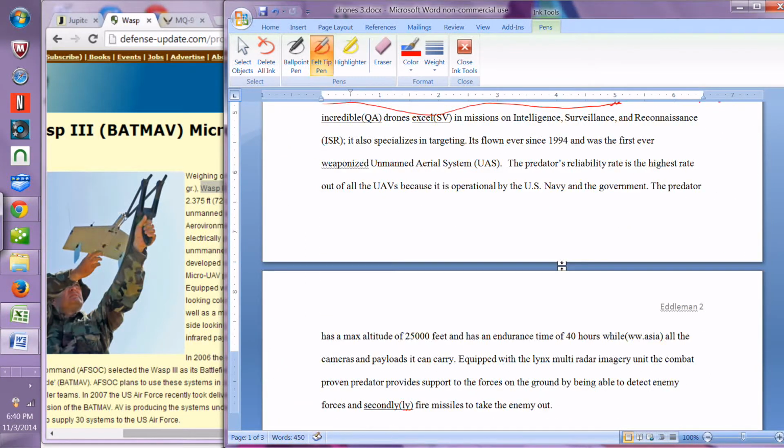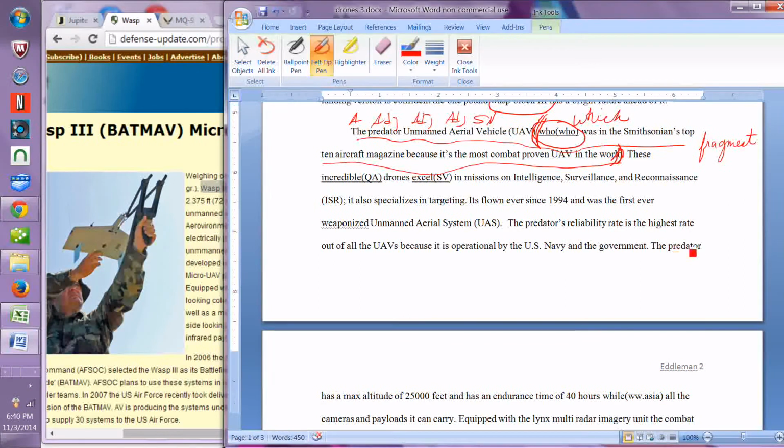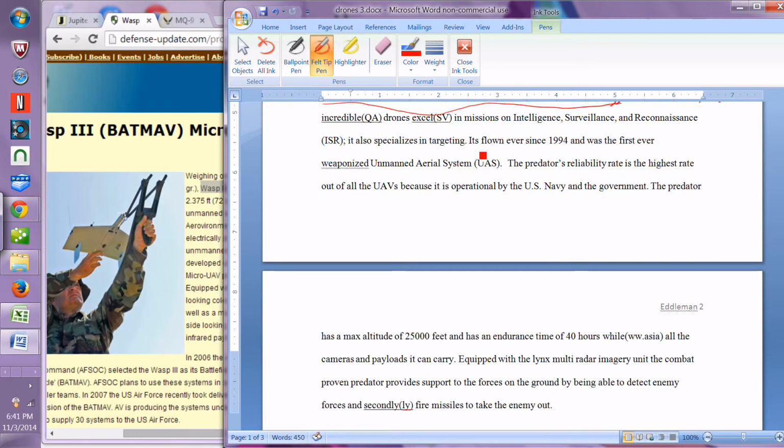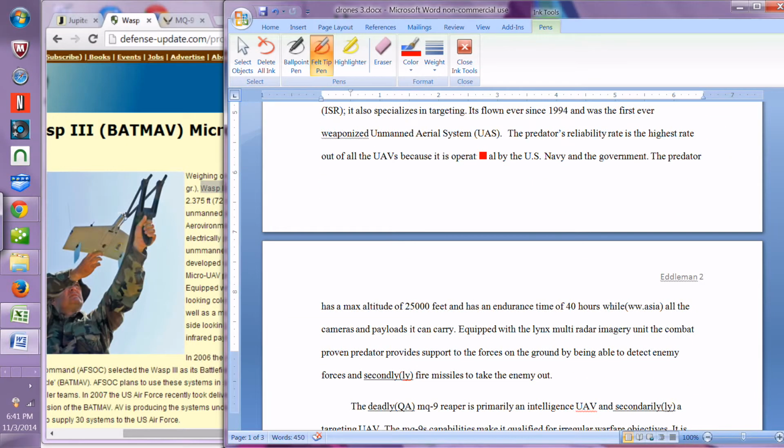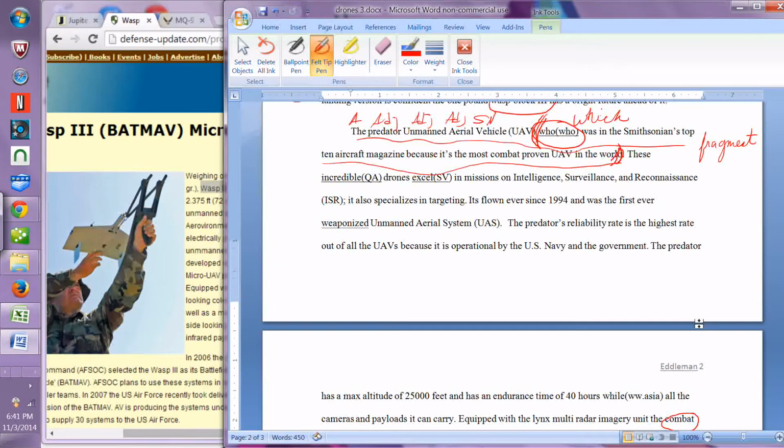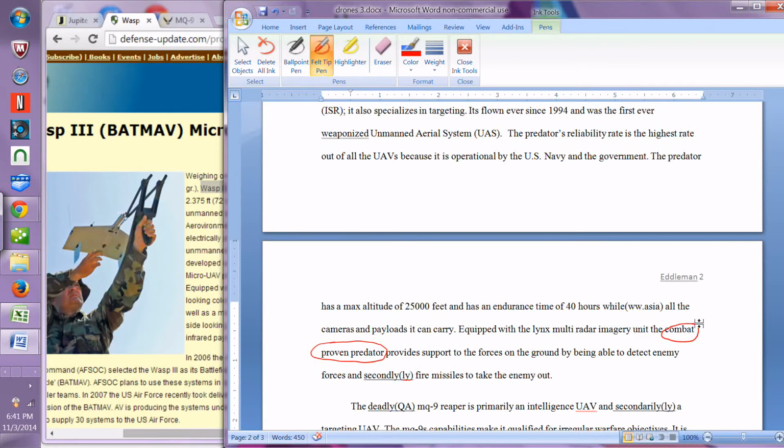Let's go down. Again, you did a good job on your clinchers. I don't know if I can put both of them on the screen at once, but the Predator Unmanned Aerial Vehicle, which was that first sentence, and your last sentence, you used proven predator again. Oh, and combat. And so you used 3 words from your first sentence and you tied the beginning and ending of that paragraph together with clinchers.